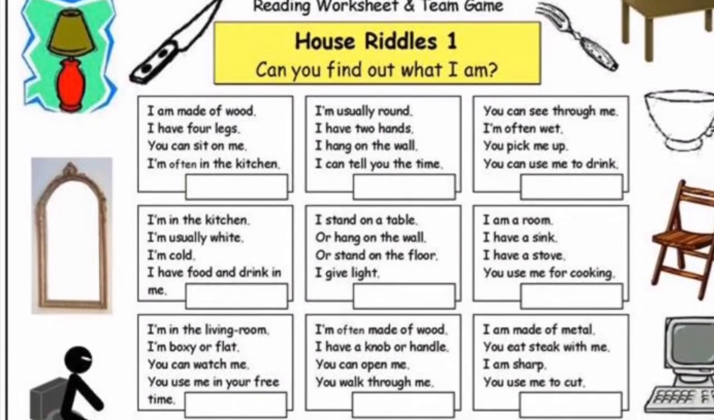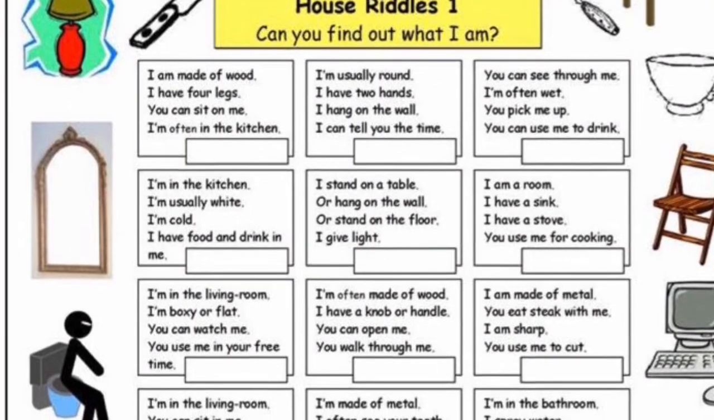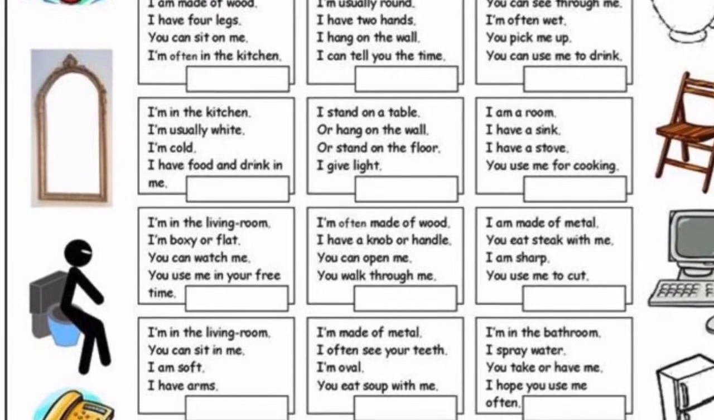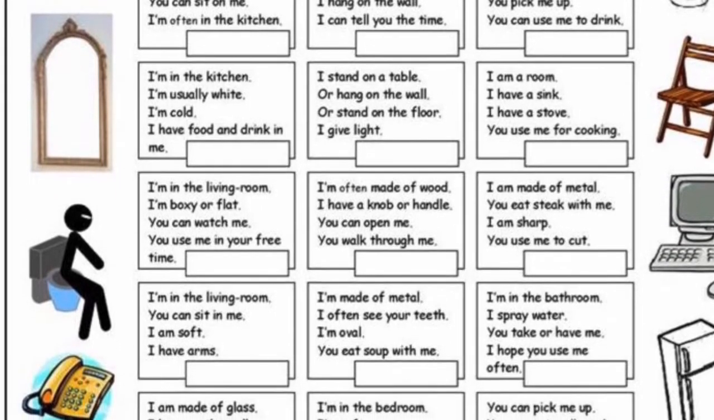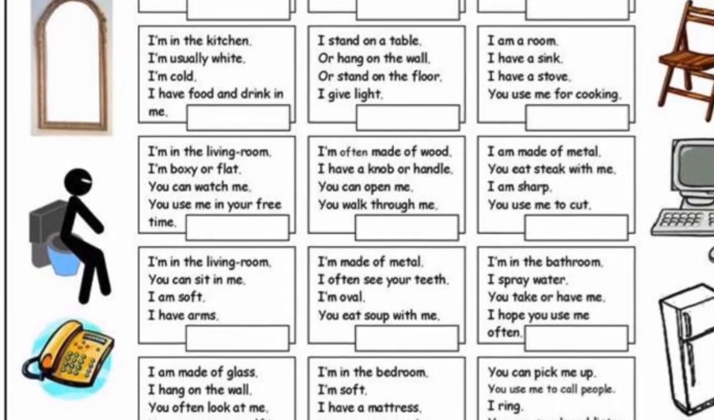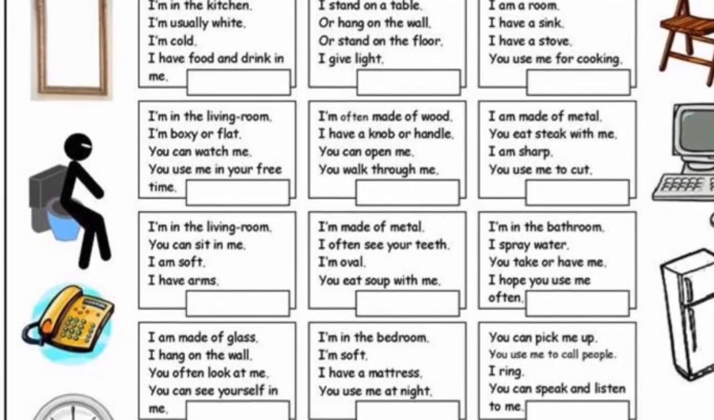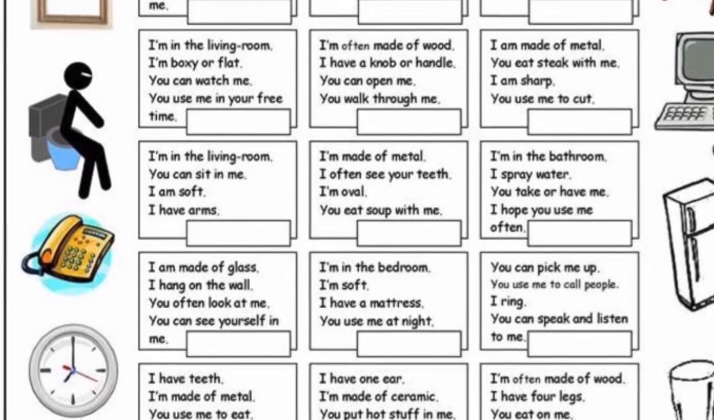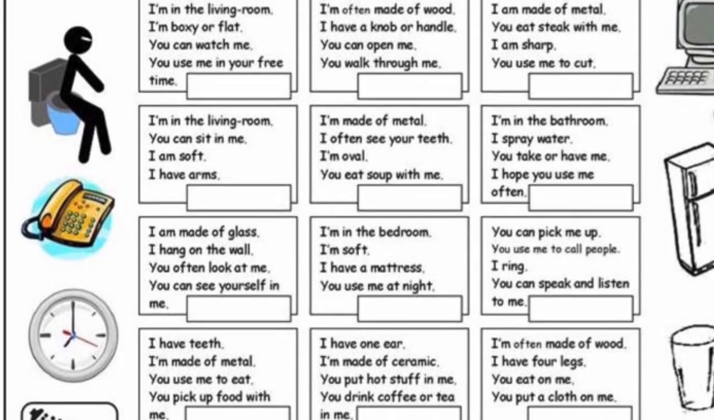Okay, and finally for today, I have a little riddle for you. In fact, I have lots of riddles for you. It's a riddle challenge sheet. Around your home you will find these different objects. Check out the sheet in the link, see how many you can find. For example, here is one for you to consider. I am in the kitchen. I am usually white. I am cold. I have food and drink in me. What am I?